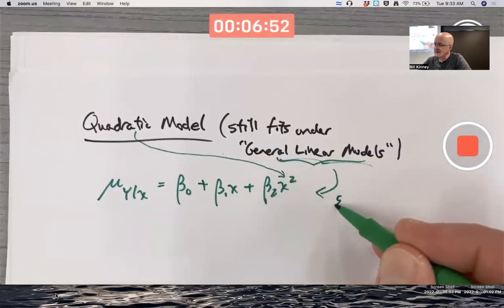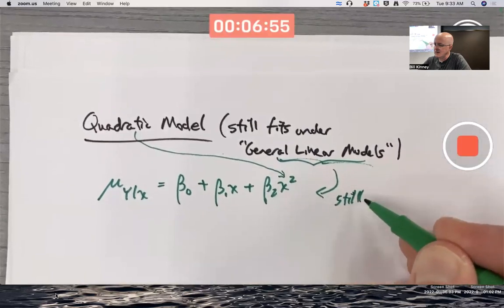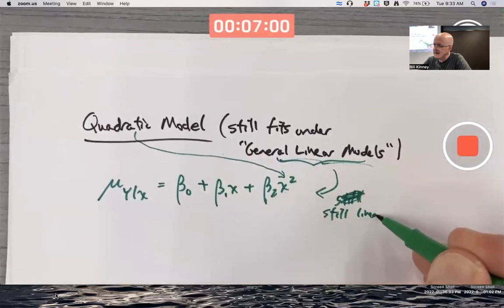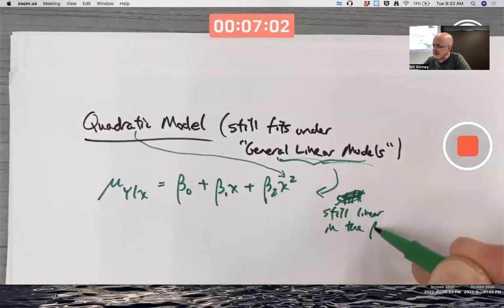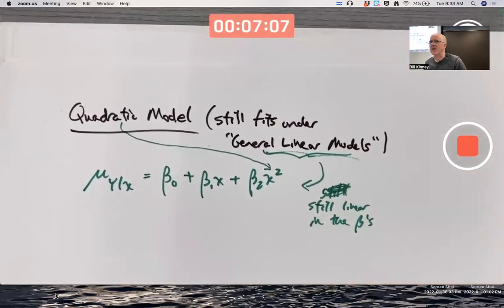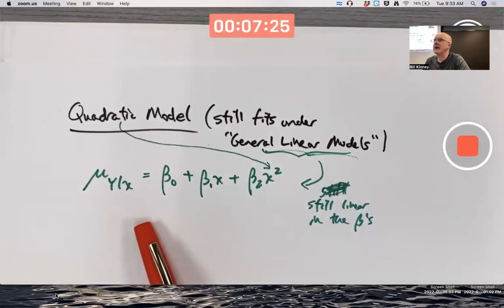It's still linear in the betas. The betas are not raised to like the second power or third power or square rooted or anything like that. We never really thought of things that way, but we could. So that's how the mean of y is assumed to depend on x. We're assuming really that the curve of regression is quadratic.